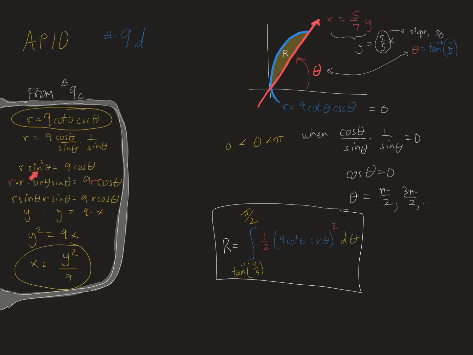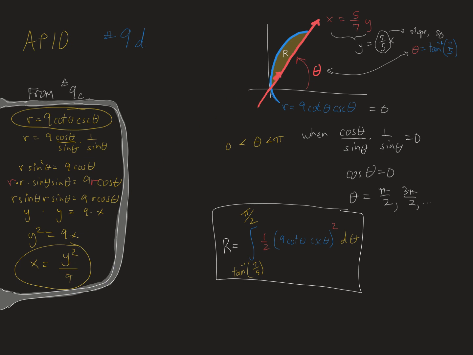So if we have two factors of sine, what if we had two factors of r? Then we'd have two r sines, which would be y squared. So if we multiply the left side times r and the right side times r, we have 9x on that side. And there you go. So you can just go backwards, and that would explain how to get from the rectangular equation to the polar equation. Anyway, that wasn't part D.